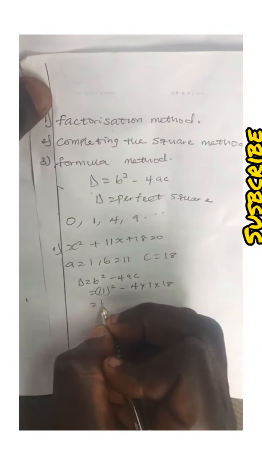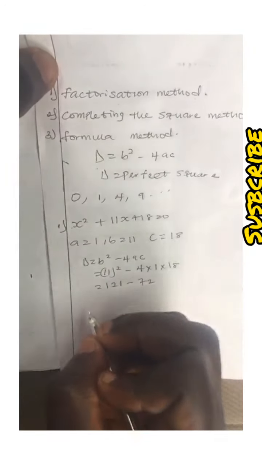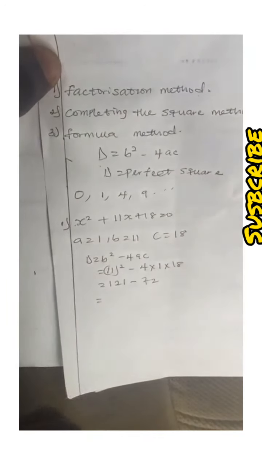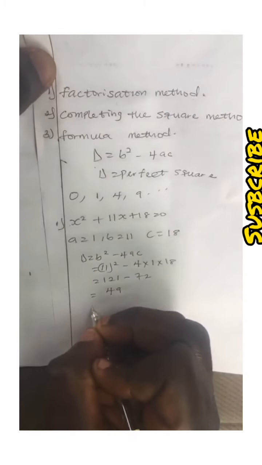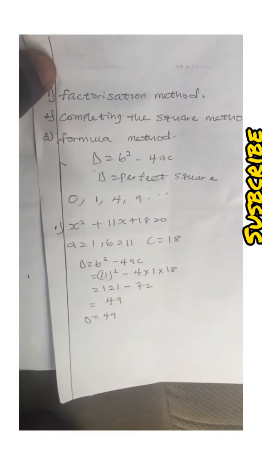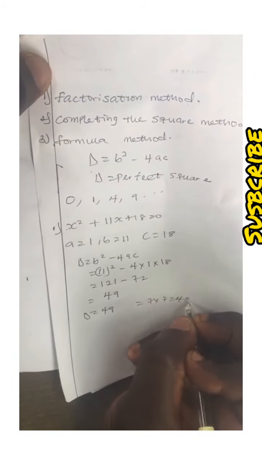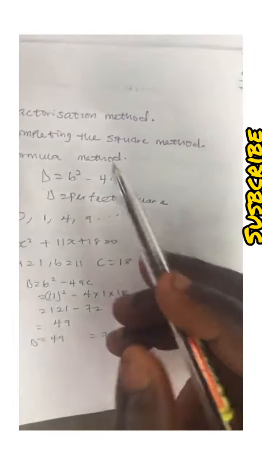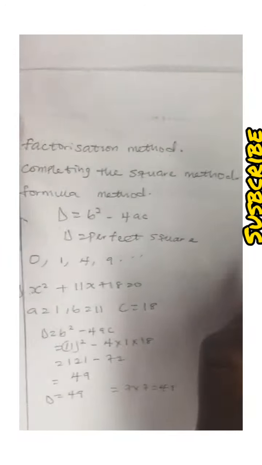Now, 11 squared is 121. 4 times 18 is 72. 121 minus 72 gives 49. Now, D is equal to 49. 49 is a perfect square because 7 times 7 is equal to 49. Now, since 49 is a perfect square, the method to use is the factorization method. Now, let's take the second example.